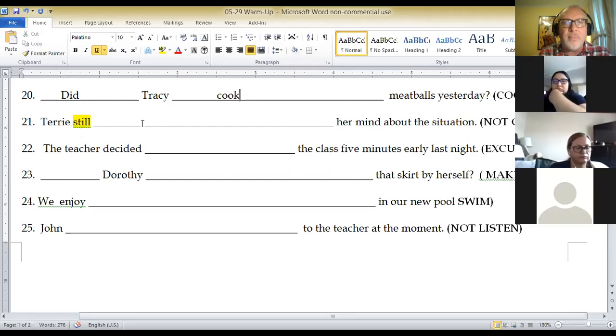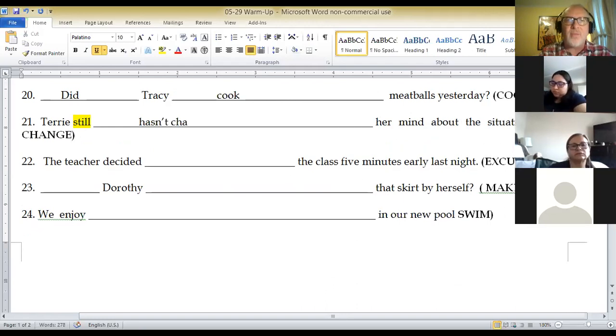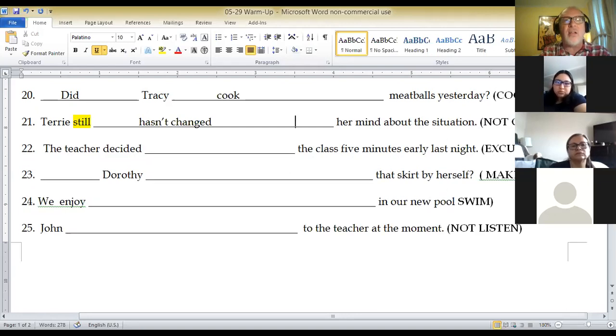Terry still her mind about the situation. Still hasn't. Right. Still with present perfect. She still hasn't changed her mind. She might change her mind later, but she still hasn't changed her mind.